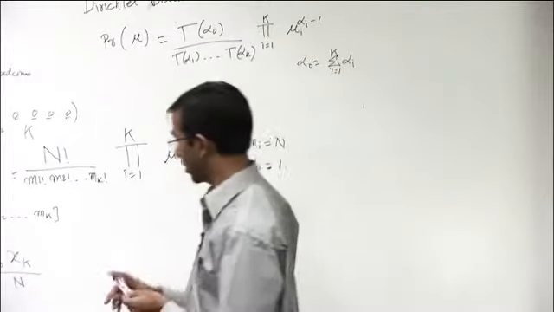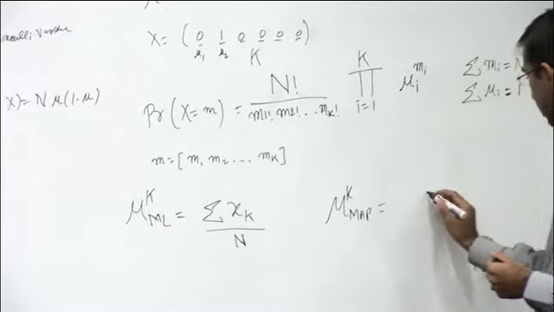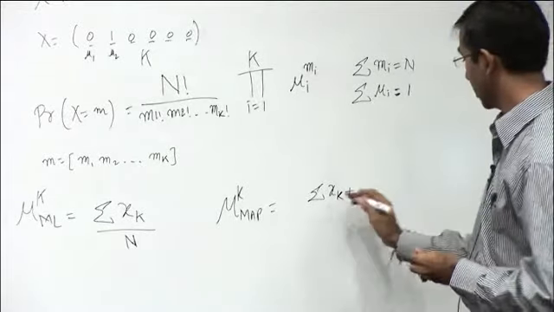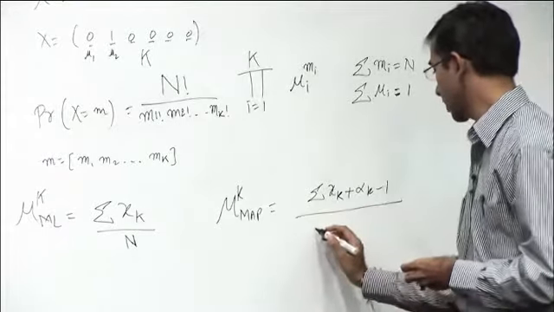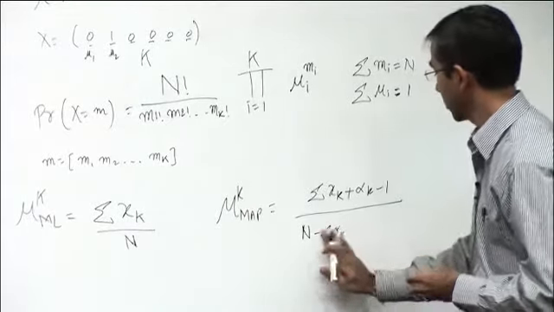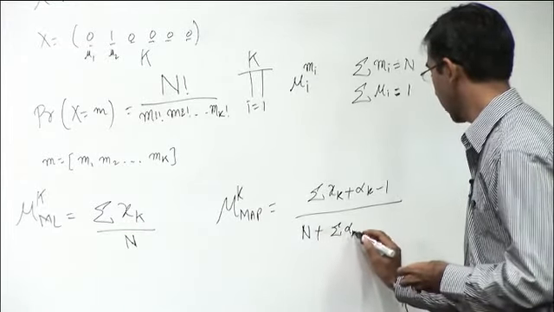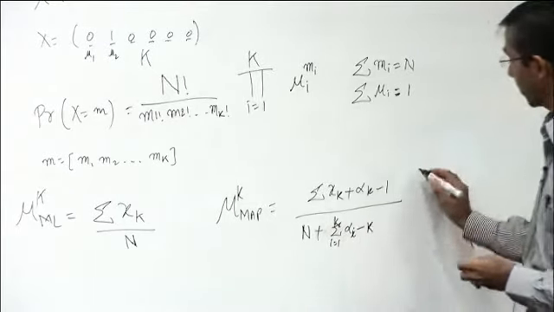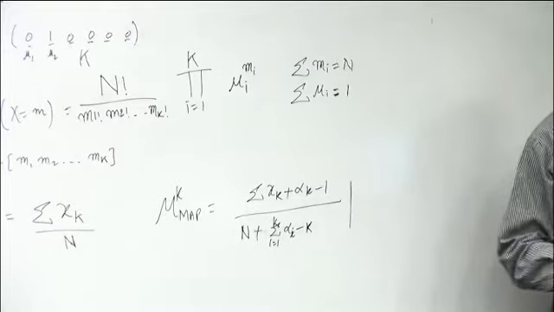And similarly, when you do the estimate, I didn't check this, so please check it, but I'm guessing it will be something like summation xk plus alpha k minus 1, divided by n plus the summation of alpha i, i going from 1 to capital K, minus k. This will be the form. So it's again a very simple generalization of your Bernoulli random variable.